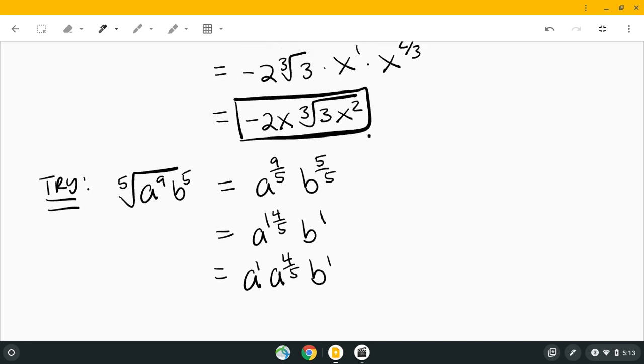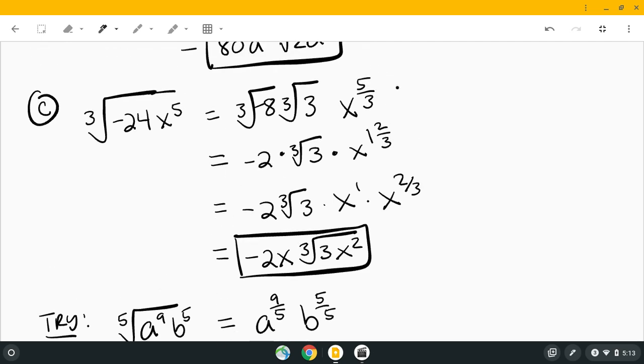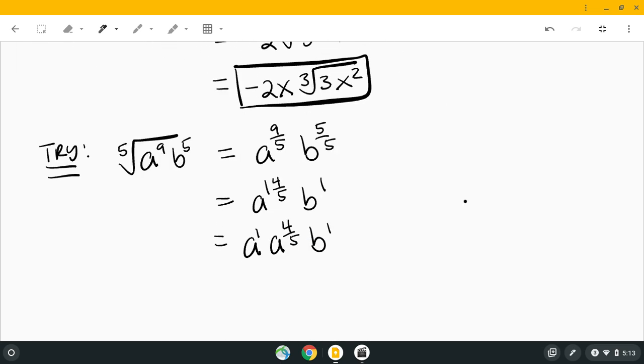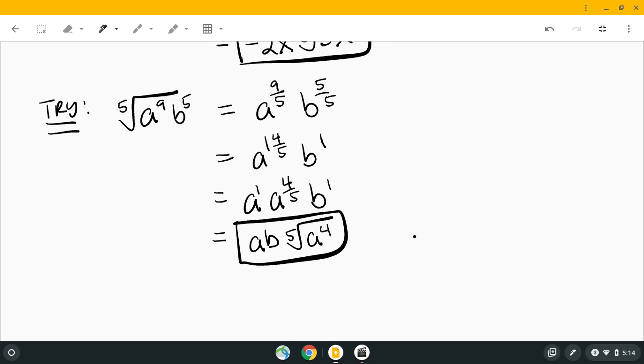Okay, so you can see that here. That's clearly under the radical. Between these two, the one with the fraction. Okay, again, that's clearly under the radical. And between these here, the one that's a fraction will be in the radical. So a to the first, b to the first will be outside the radical, and a to the fourth will be inside. Okay, so that's the product rule.